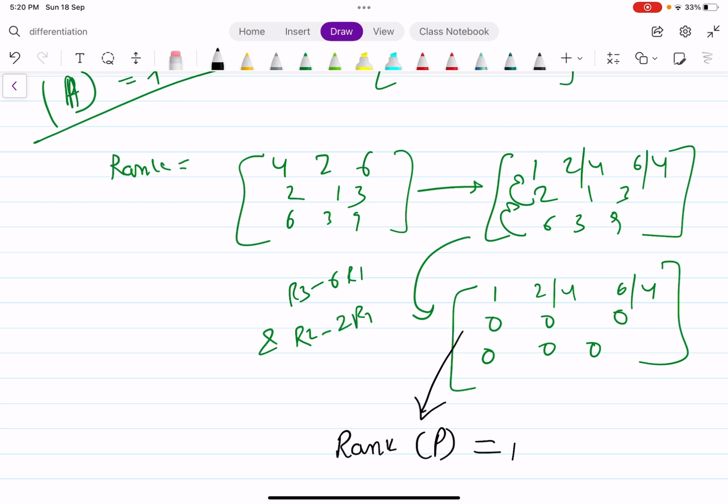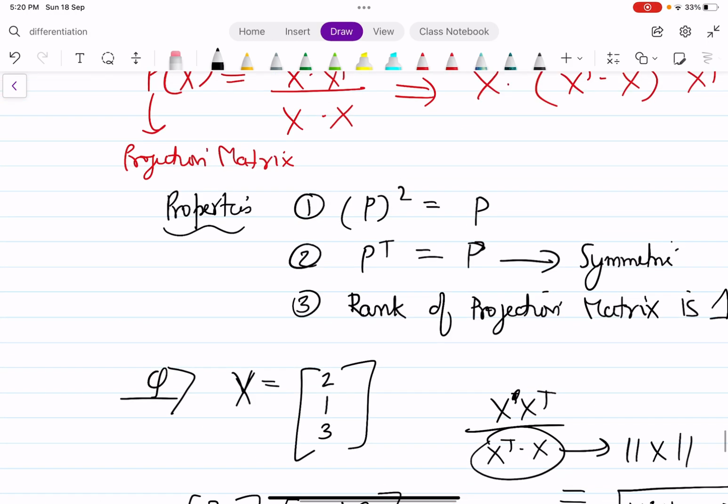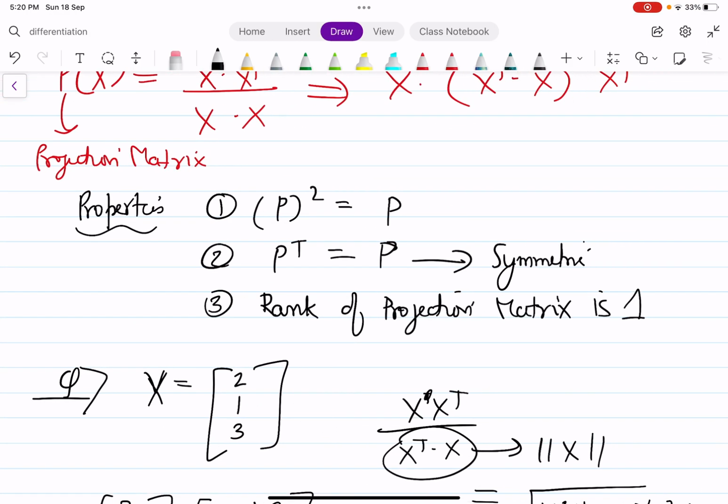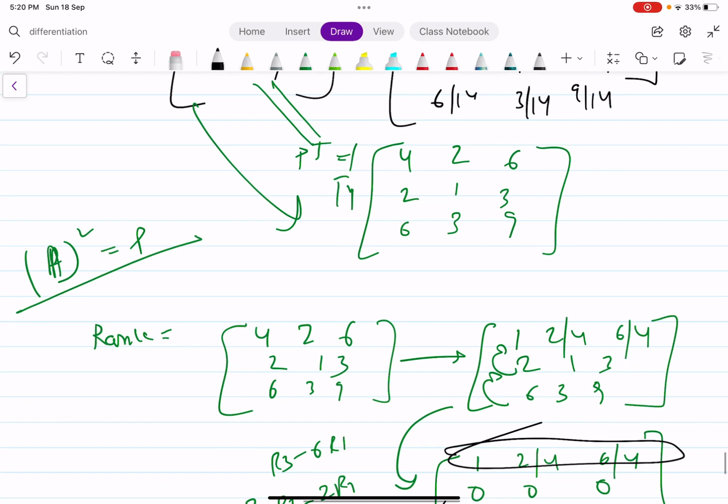Right? Rank is the number of non-zero rows. There is only one non-zero row here. So it is 1. So that means all the properties that we listed above for projection matrices are satisfied. There are other properties as well, but these are the most crucial properties that we have to remember for a projection matrix. The square property I have not done here because that's a very easy thing. You just have to multiply it with itself. So you can check that at home as well, and you will get that the square of this matrix will also be same as the projection matrix itself.